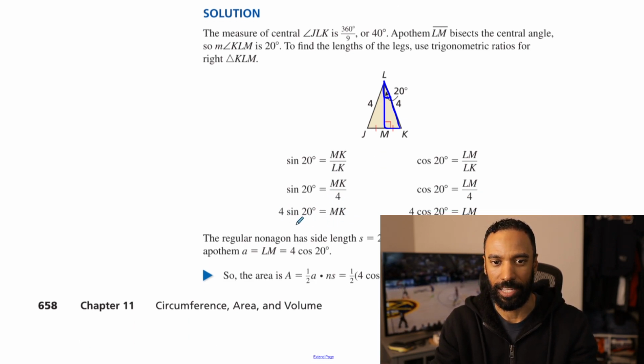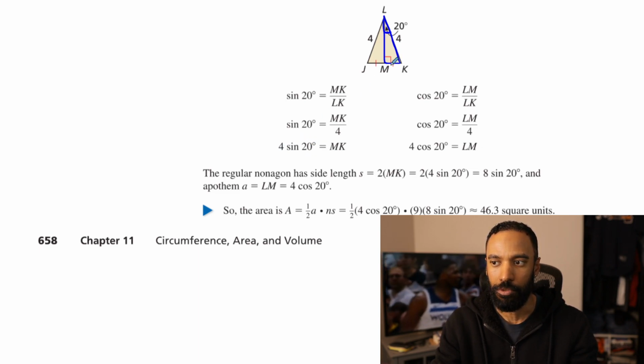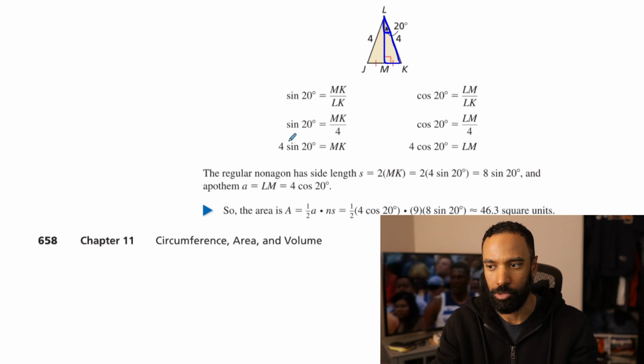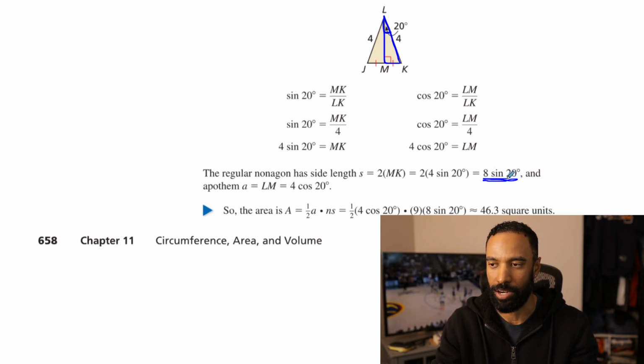Now, leave it exact for as long as you can, because that's a rounded value, and you do not want to round a value early. But this is the length of half of a side. If you double it, you'll get 8 times sine of 20. I'm sure they have it somewhere. Here it is. They get 8 times sine of 20 as a whole side length, the entire side length.